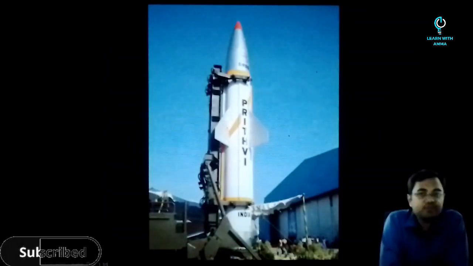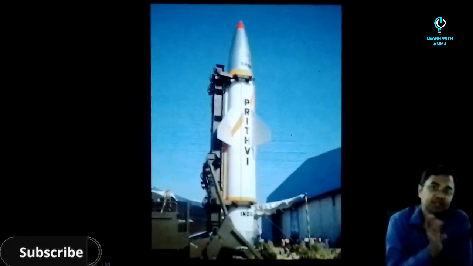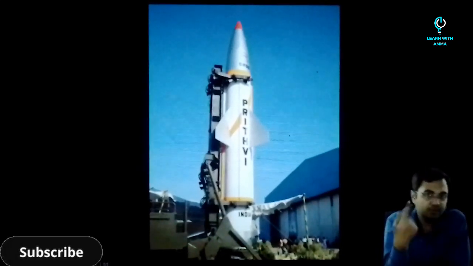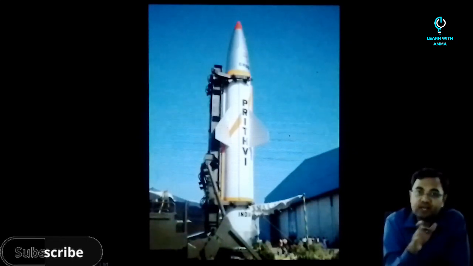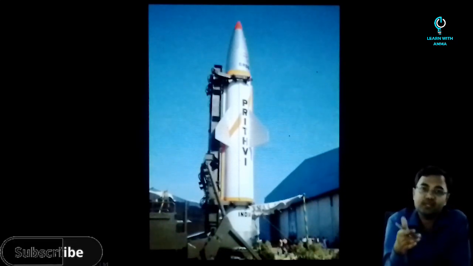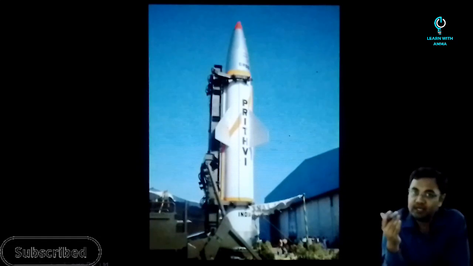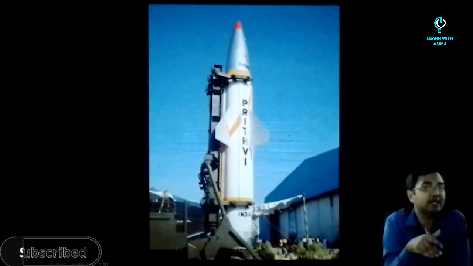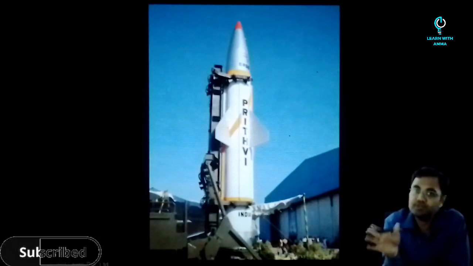The next family of missiles that we have under the Integrated Guided Missile Development Program are the Prithvi missiles. Now, when we talk about the Prithvi missiles, just remember that there are three variants: Prithvi 1, Prithvi 2, and Prithvi 3. And these three variants specifically have been made for different armed forces of India. Prithvi 1, for example, has been made for the Indian Army. Prithvi 2 has been made for the Indian Air Force. And Prithvi 3 has been made for the Indian Navy. So these are the three variants of Prithvi missiles.